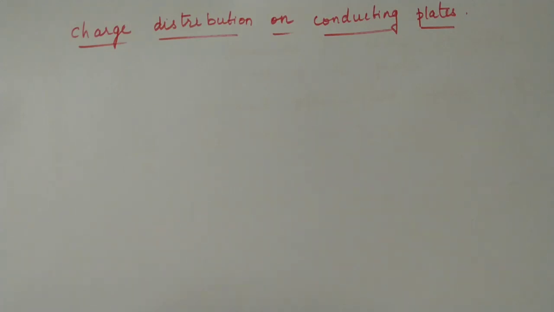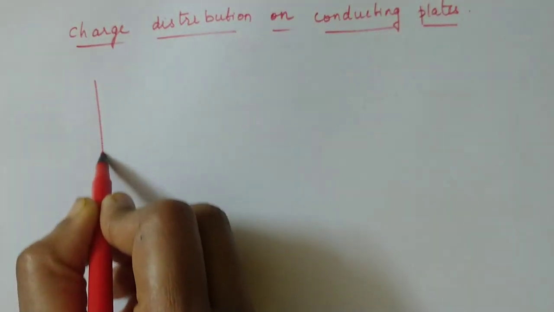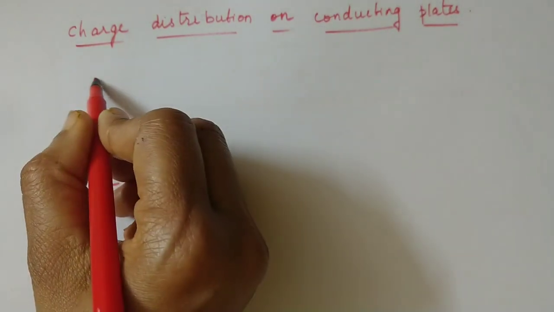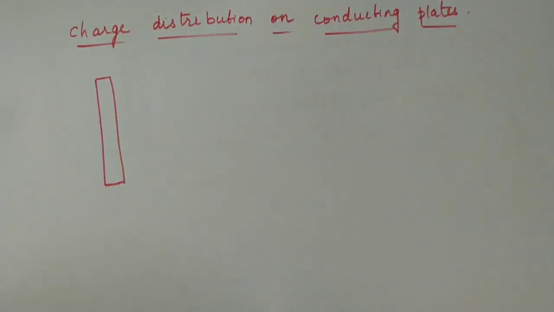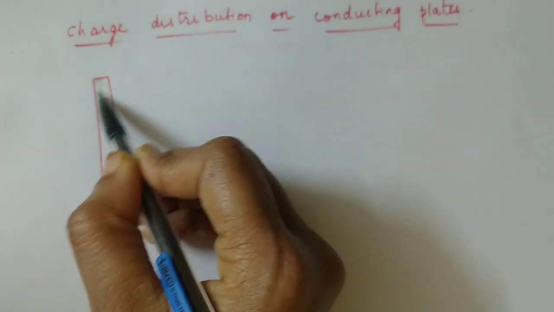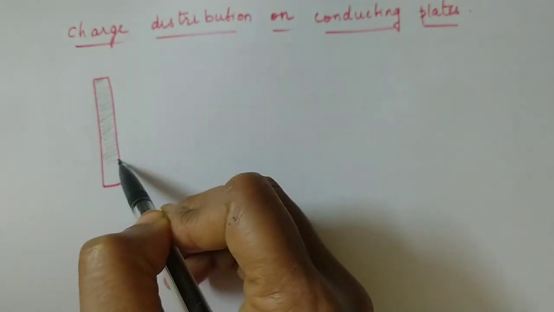So in today's lecture, we'll be studying how to distribute the charge on large conducting plates. Starting with a simple question: assume that this is a large conducting surface, a metal surface. Assume that this is a solid surface. I'm only showing you the thickness.